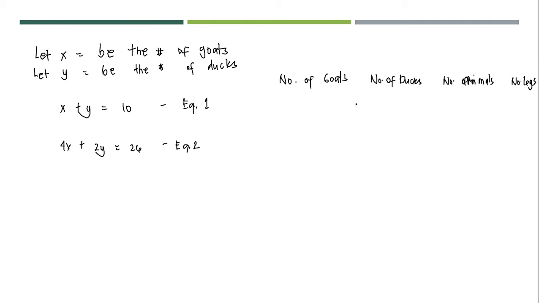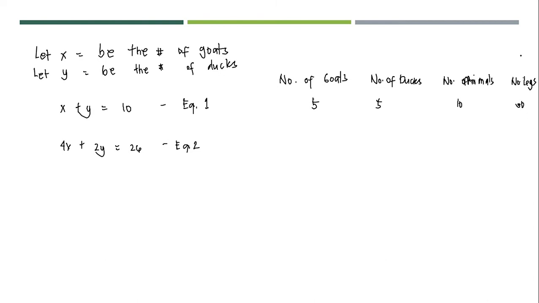Let's try to have 5 goats and 5 ducks first. So we have 5 goats, 5 ducks. The number of animals is 10, yes. But the number of legs, let's try. 5 times 4 is 20, plus 5 times 2 is 10. So 20 plus 10 is 30. Definitely that's not correct. So let's have another one.